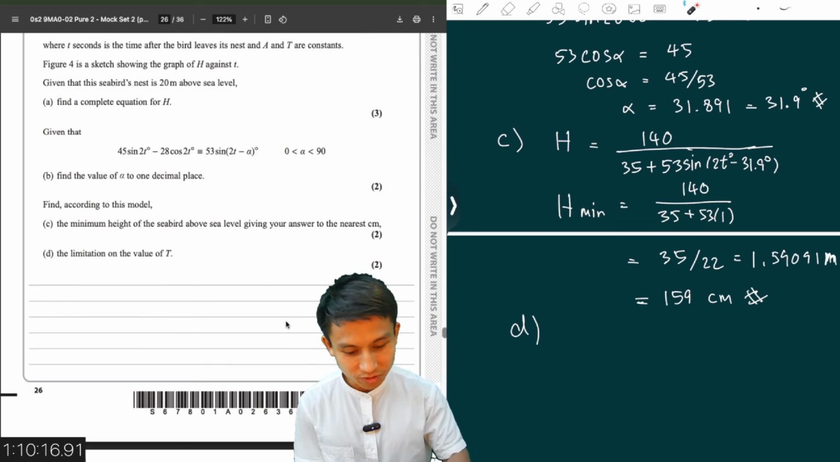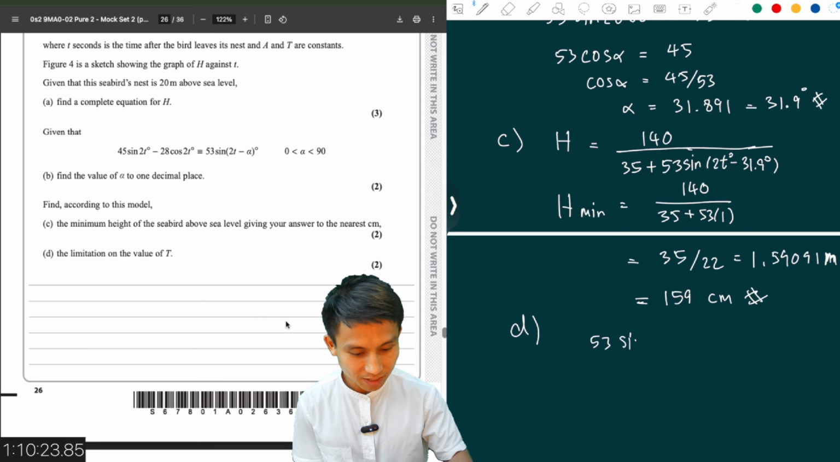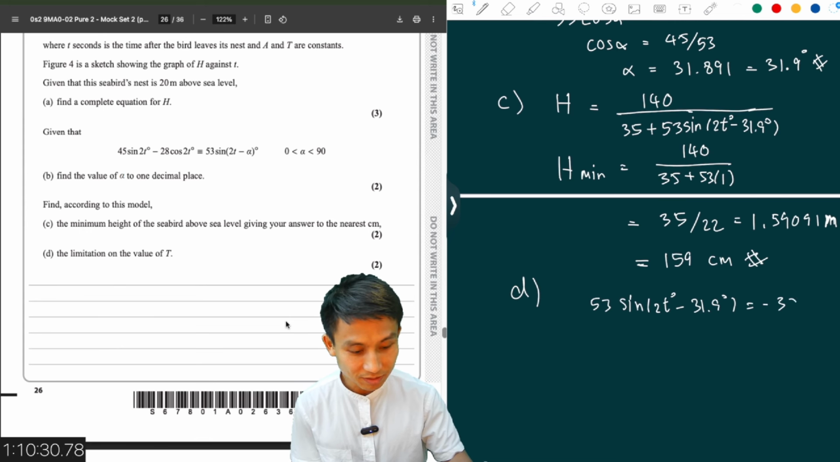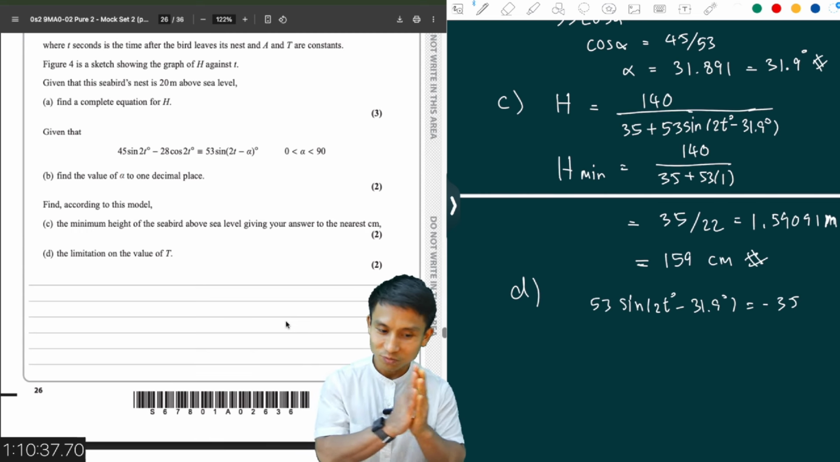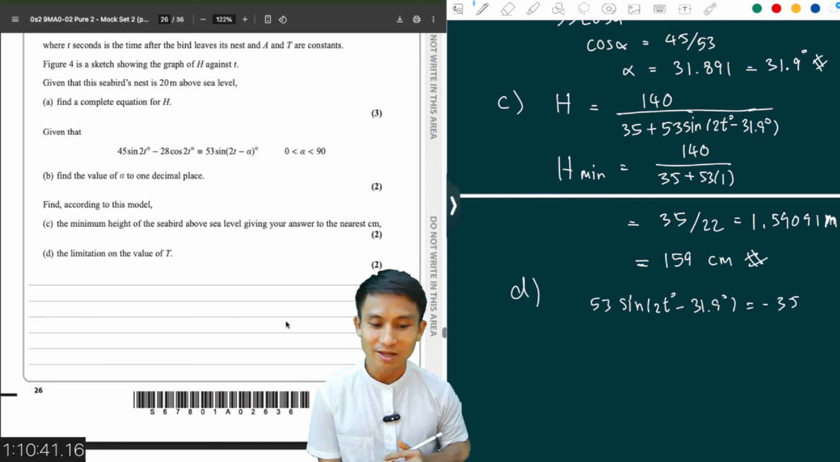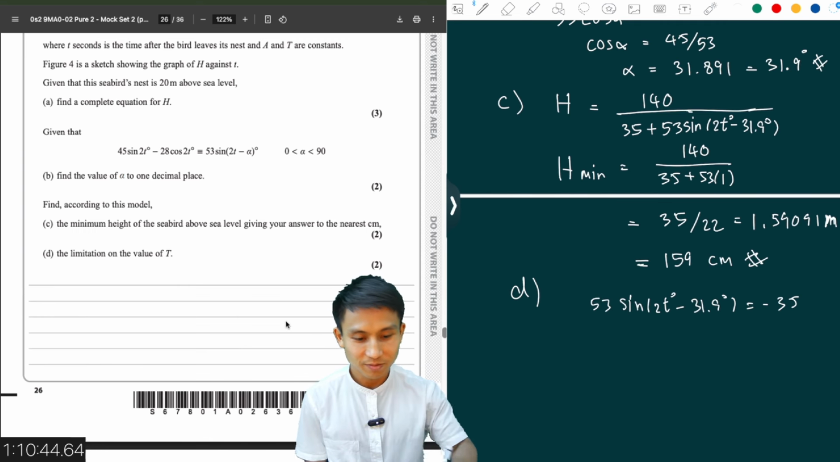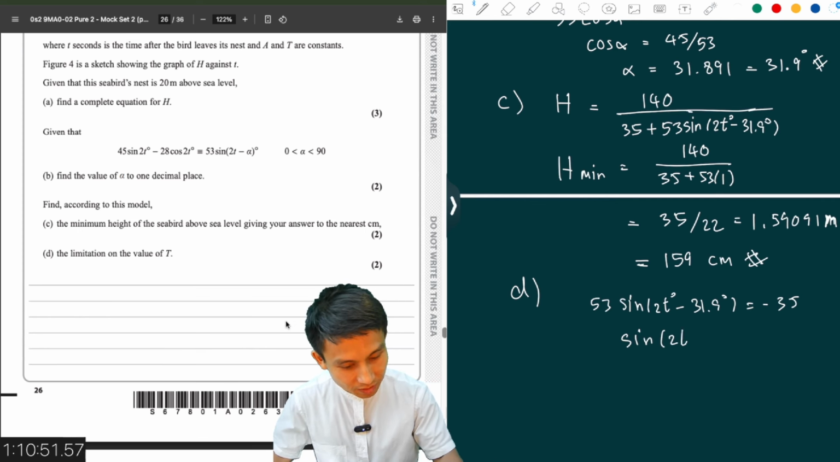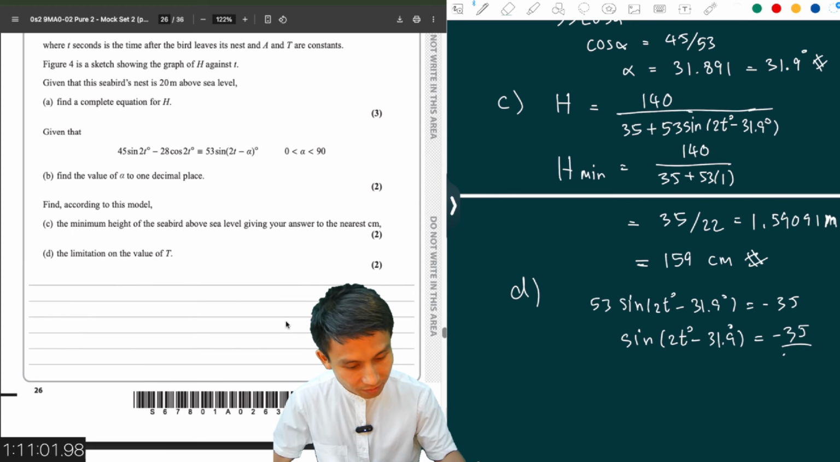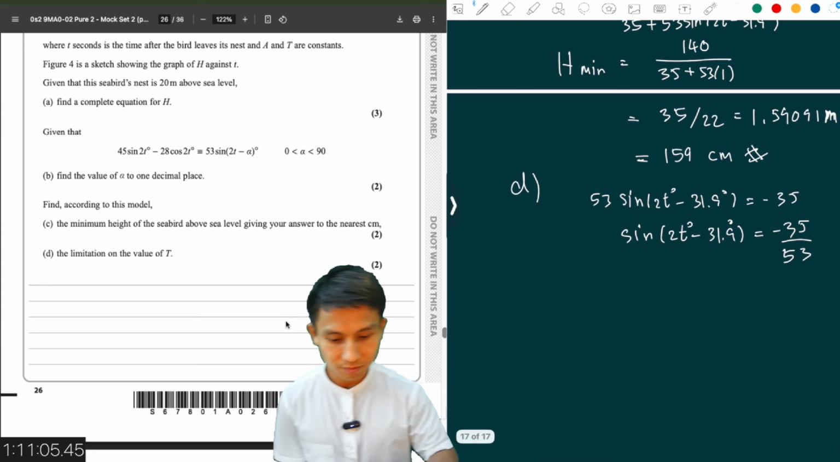That means we'll put 53 sine 2t degrees minus 31.9 equal to minus 35, because we want to find the critical value there. When you have that, it's going to go high and high. So t cannot reach that, because you can't have division by 0, let alone a negative. So we're going to solve that. Sine will be minus 35 divided by 53.